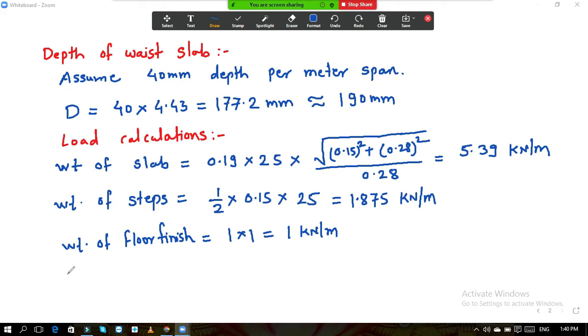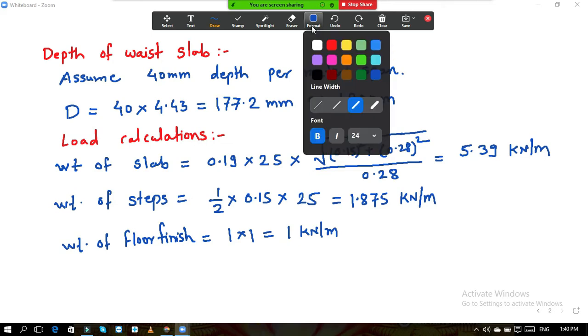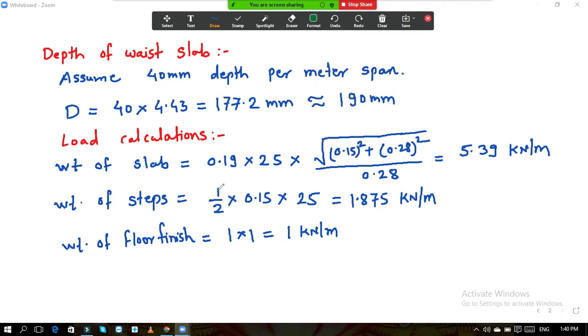So the total dead load we will calculate now. Total dead load is equal to 5.39 plus 1.875.